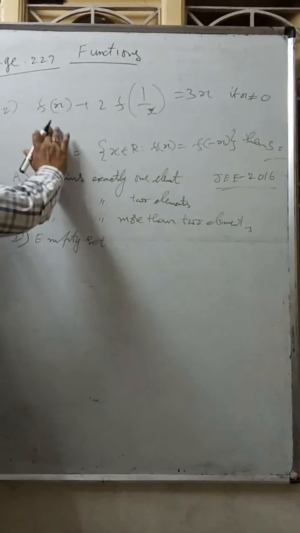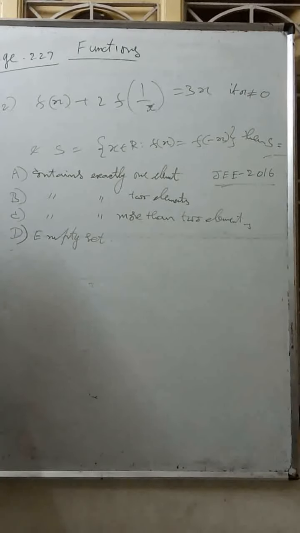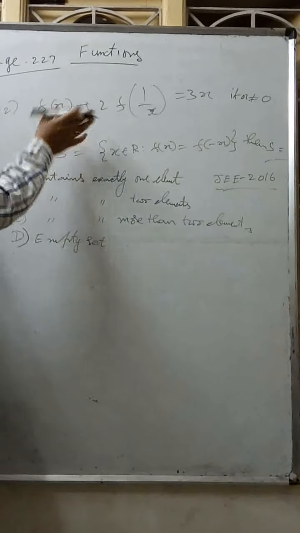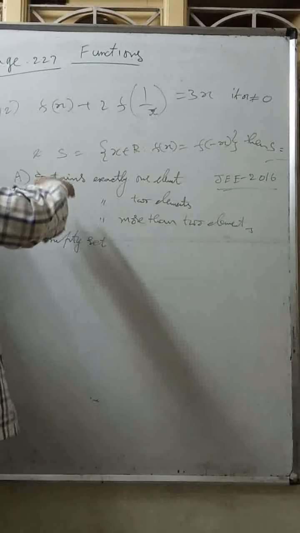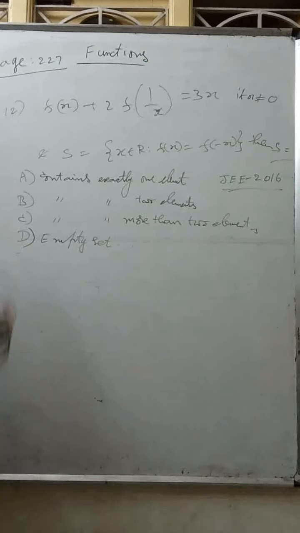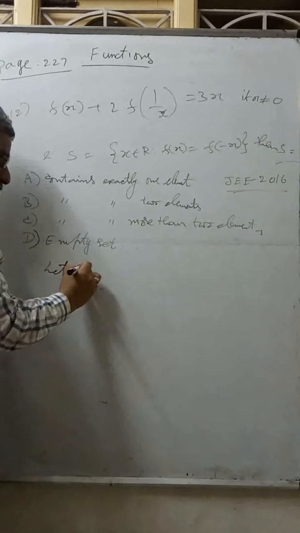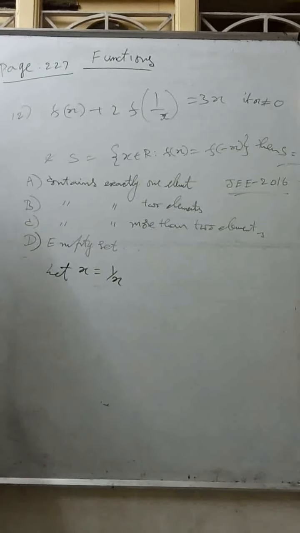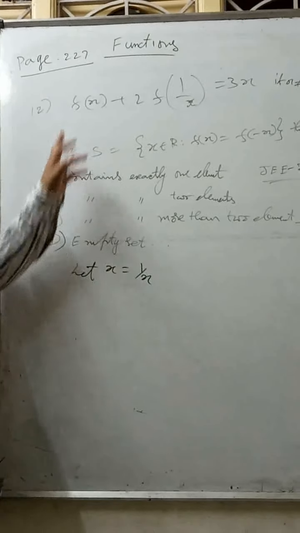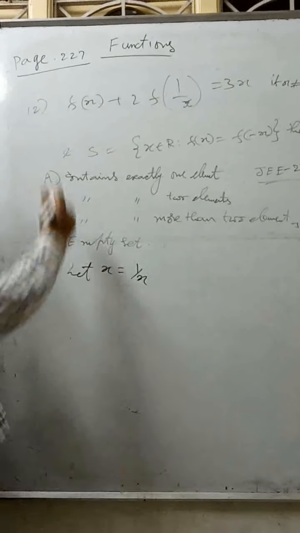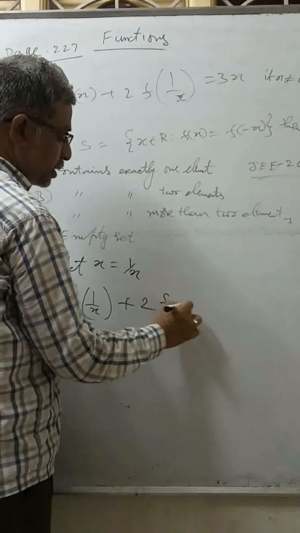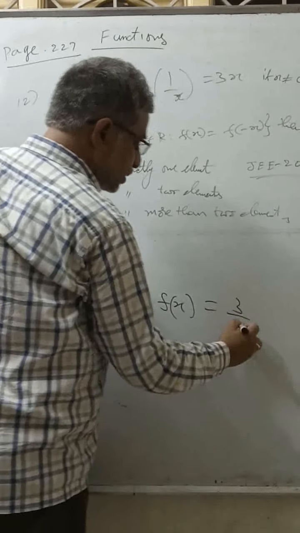Very simple. For this type of question, you need to substitute something else for x, like 1, 2, or I am going to substitute 1 by x in place of x, because I got 1 by x here. If I substitute 1 by x, those two will get cancelled and I will get f of x. Follow this method, it is useful for many sums. Let x equal to 1 by x. If I substitute here, f of 1 by x plus 2 into f of x equals 3 by x.